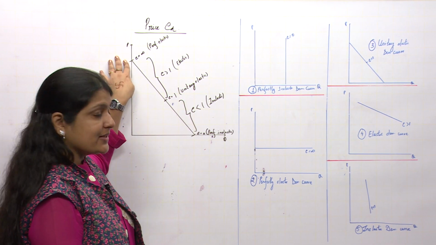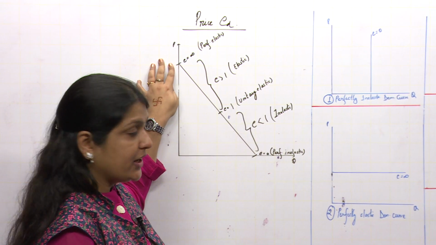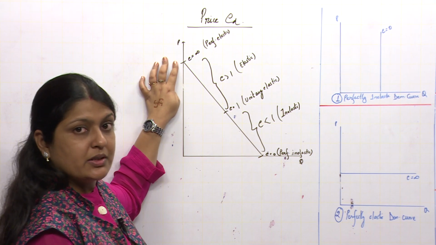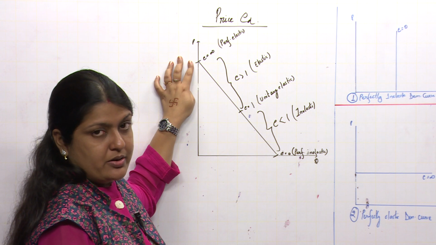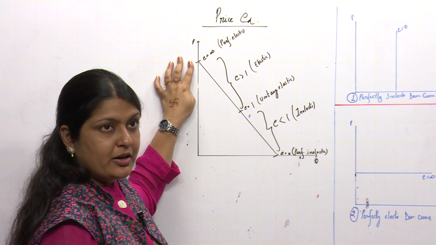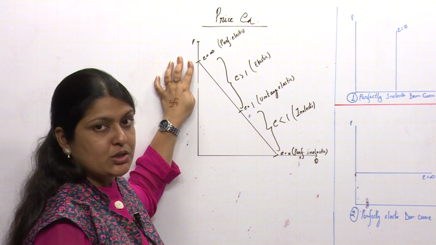At the y-axis, elasticity of demand is infinite, which shows infinite changes in quantity demanded. Quantity demanded will change even though the price is not changing.